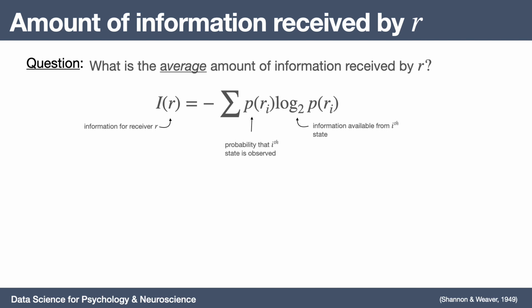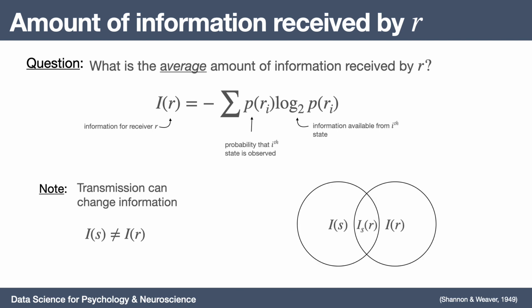Now, we have information at the signal, information at the receiver, but the critical factor here is how does this change across the transmission? Because I of S doesn't necessarily equal I of R. The information that's in the signal itself doesn't necessarily mean that you're going to have the same information states in the receiver. It's because there might be noise or disruption in the channel itself. So we also want to think about a third quantity. Most importantly, we want to look at the mutual information between the signal and the receiver. And this reflects the amount of information transmitted across the channel.